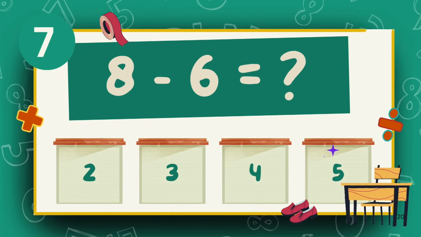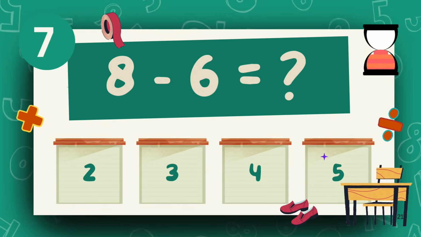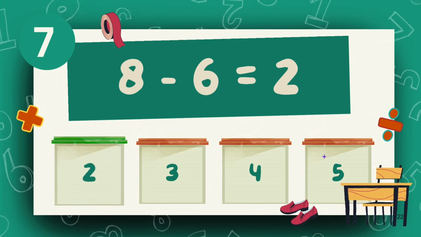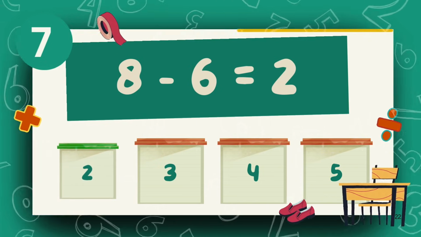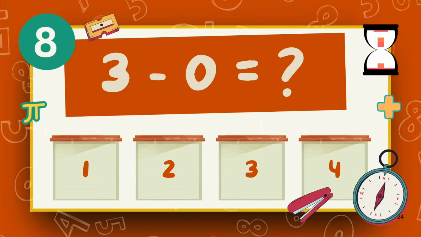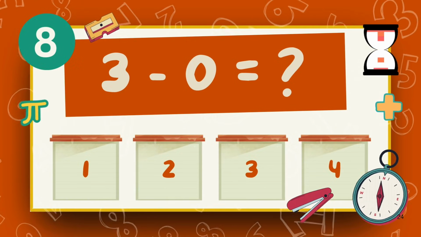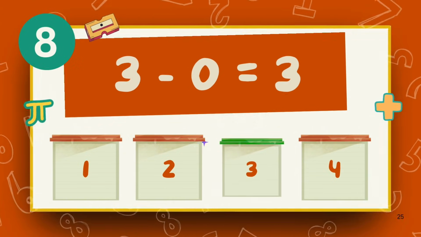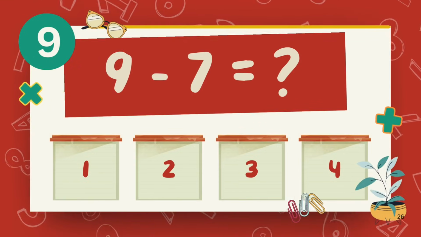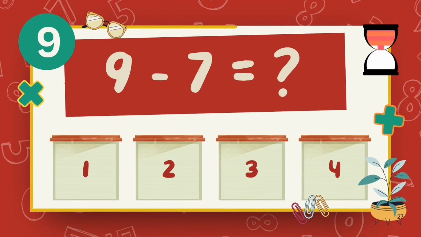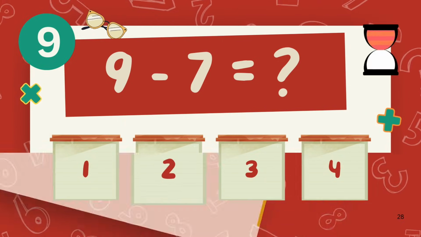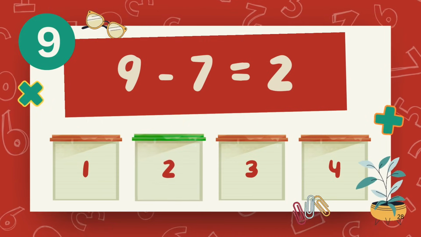What is 8 minus 6? The answer is 2. What is 3 minus 0? The answer is 3. What is 9 minus 7? The answer is 2.